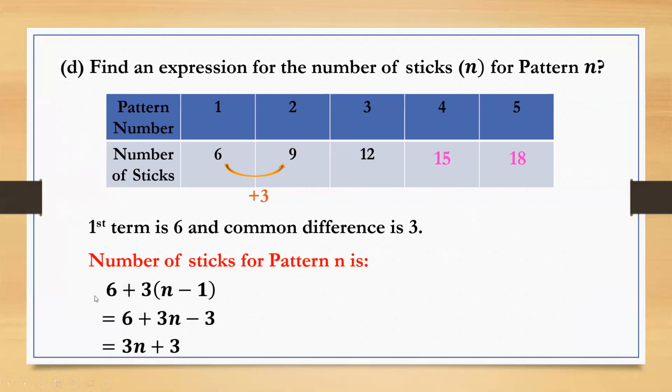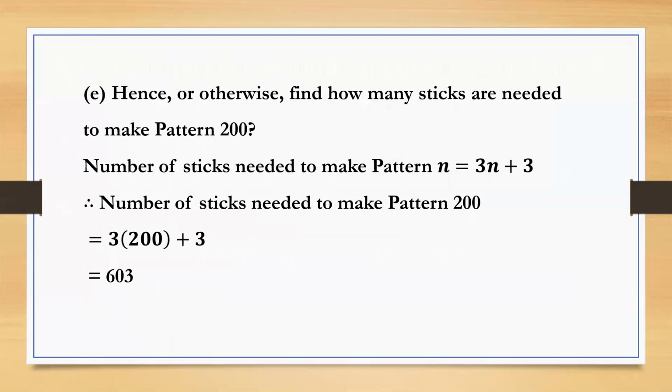So remember, in arithmetic sequences, we had learned this is the value of a, the first term, and this is the common difference. So the number of sticks for pattern n is 3n plus 3. Now part C. Find how many sticks are needed to make pattern 200. So the number of sticks needed to make pattern n is 3n plus 3. So to make pattern 200, I replace n by 200 and I get 603.